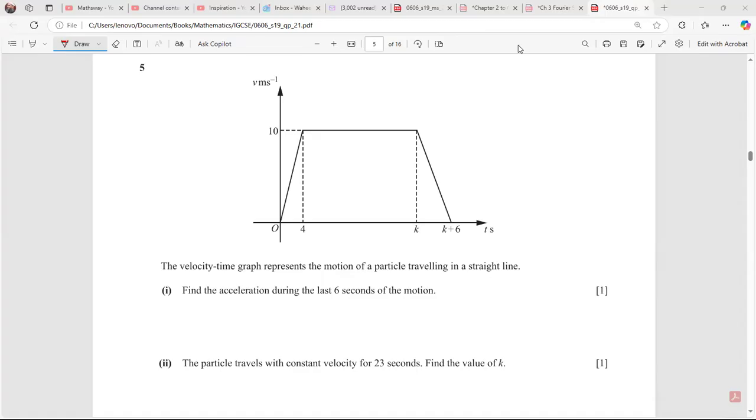We will continue solving this exam paper. So we will be doing question number 5. Okay, this graph is time versus velocity. Okay, this is meter per second.